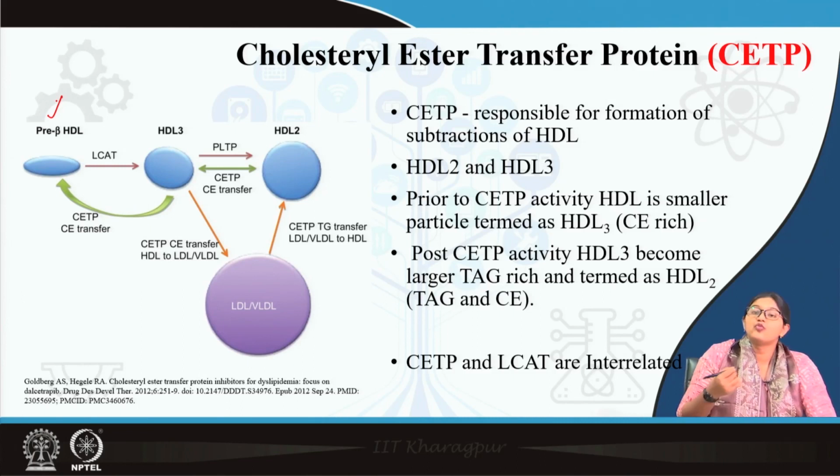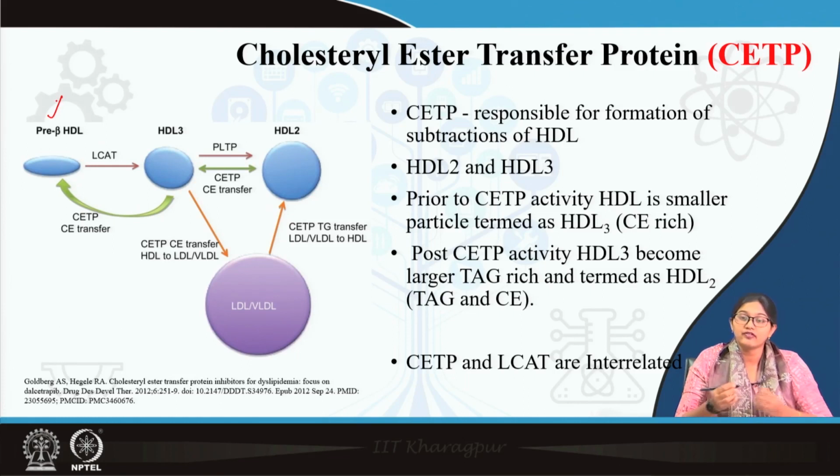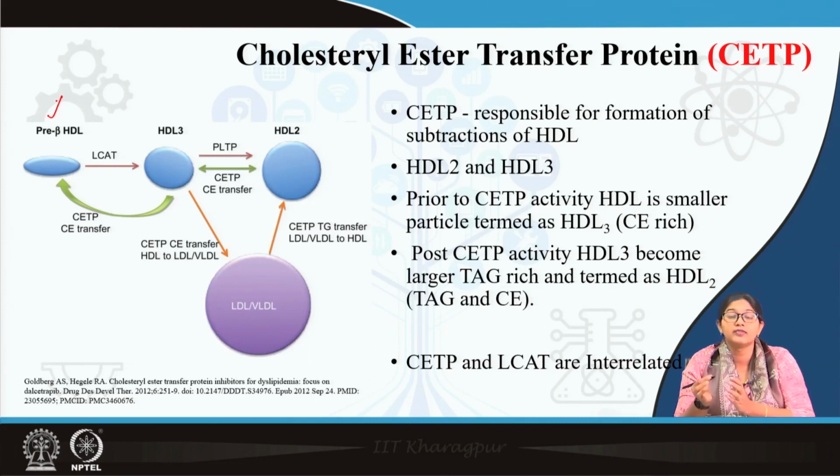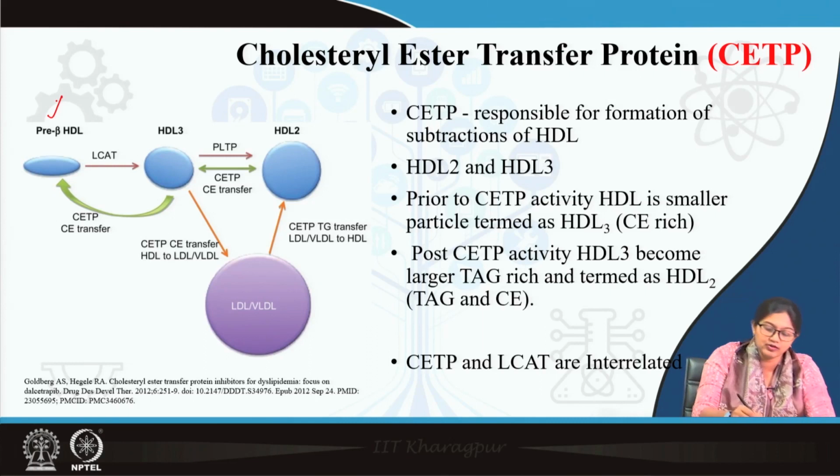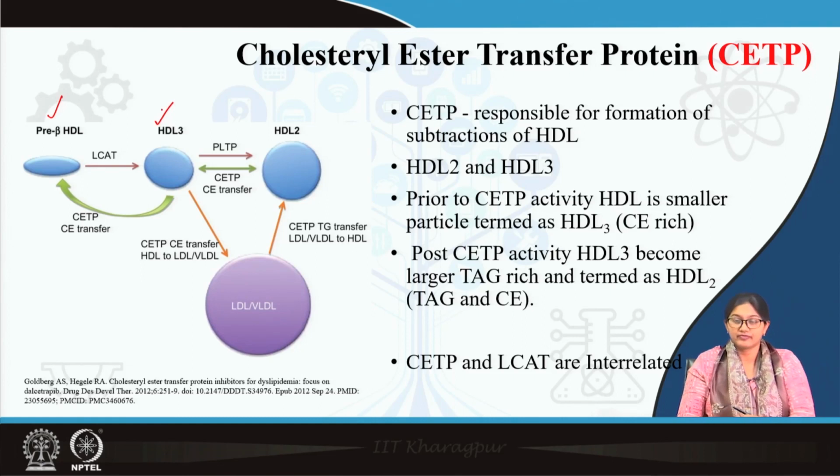Now, there is more maturation of the nascent HDL there, because there is more formation of cholesterol ester hydrophobic core, which is converting the nascent discoidal HDL to the spherical matured HDL form, which is known as HDL3. Now, HDL3 contains cholesterol ester inside its core.